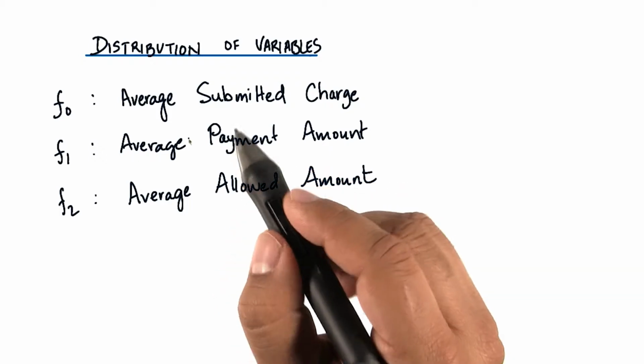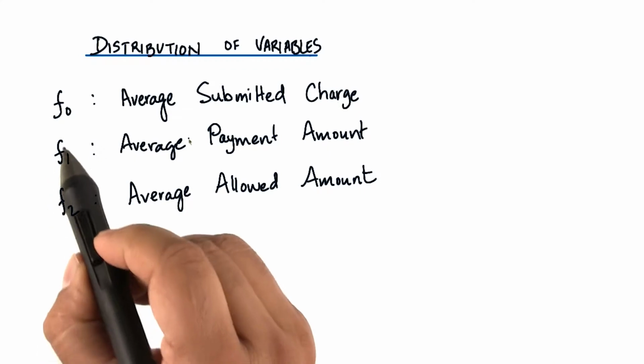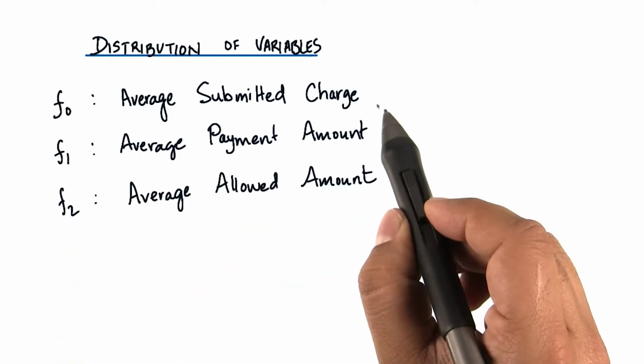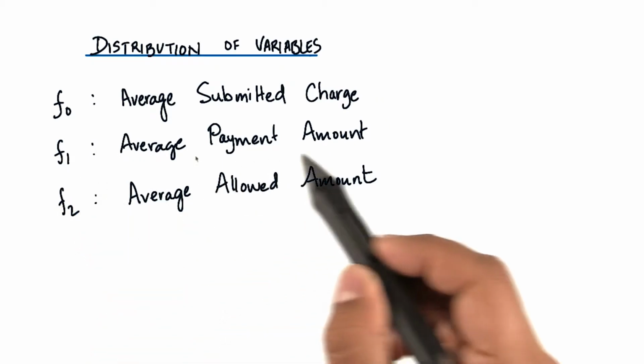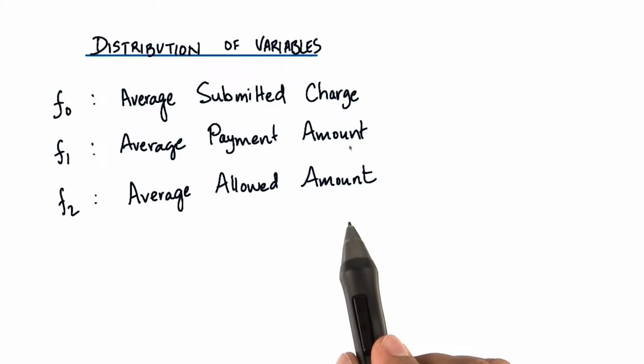We're going to now look at the distribution of the variables of interest. Let's first define F0 to be the average submitted charge, F1 to be the average payment amount, and F2 to be the average allowed amount.